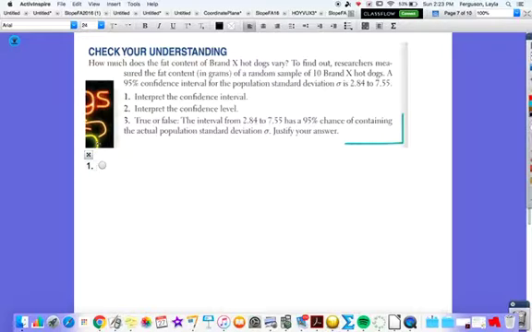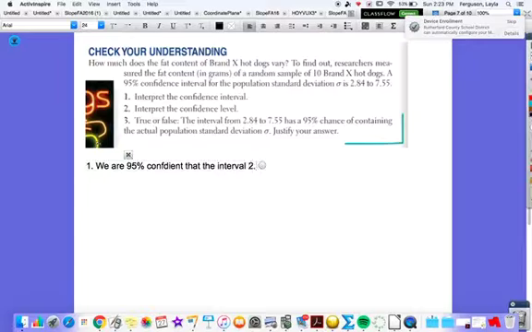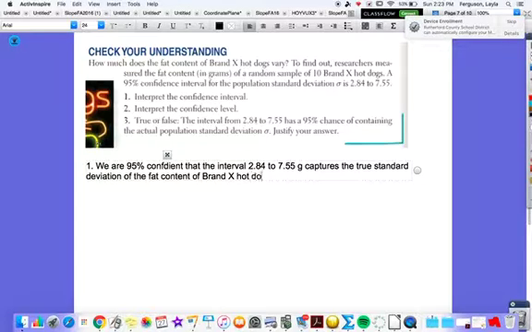So we would say we are 95% confident that the interval 2.84 to 7.55 grams captures the true standard deviation of the fat content of brand X hot dogs.